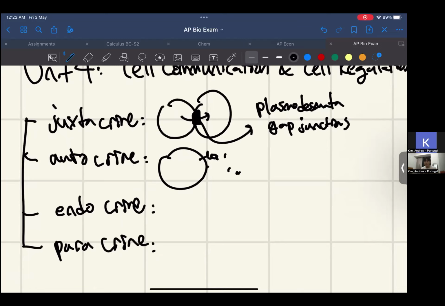Why is this necessary? Well, even cells need to alert and notify themselves, right? Oh, you got to split. You got to go through this phase. You got to do this. You got to do that. They have to notify themselves, and that self-notification happens through autocrine cell communication.